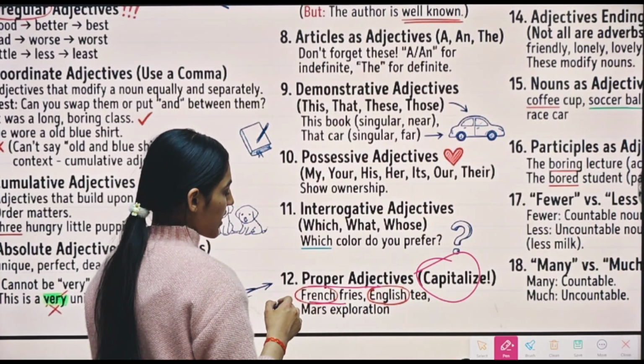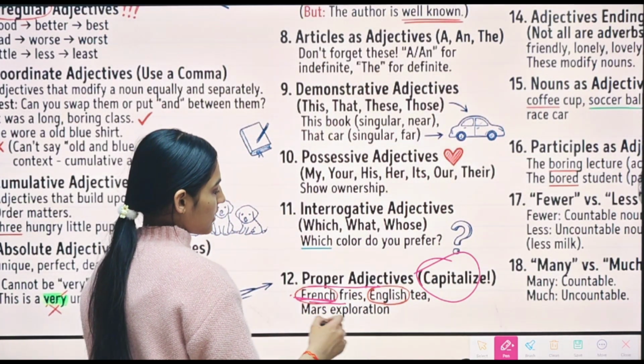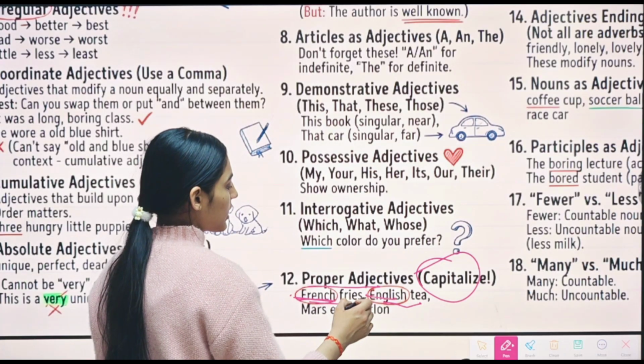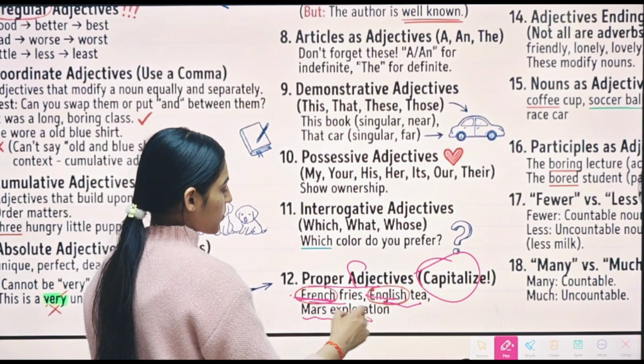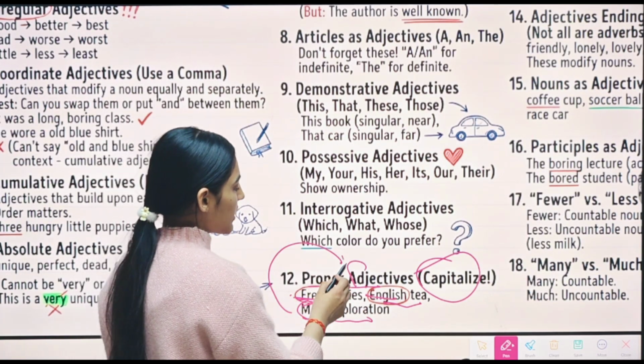Alright. Then we have proper adjectives, the capitalized ones. Let's see: French fries. So here French is an adjective. Then we have English tea. So here English is an adjective. Mars exploration. So here Mars is an adjective.